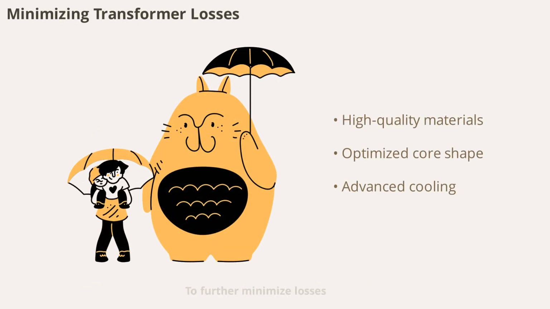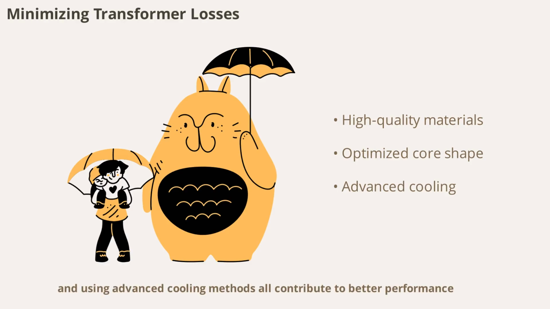To further minimize losses, transformers use high-quality materials and precise engineering. Reducing resistance in the coils, optimizing core shape, and using advanced cooling methods all contribute to better performance. These improvements help ensure that as much energy as possible is delivered to where it's needed.